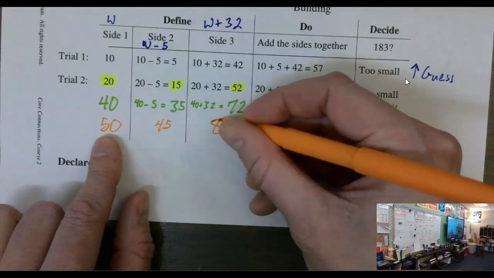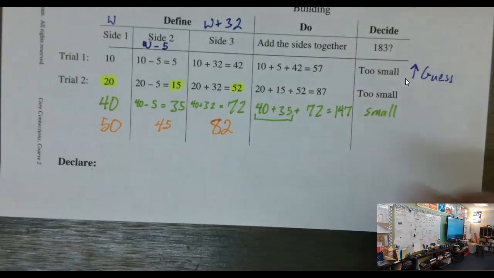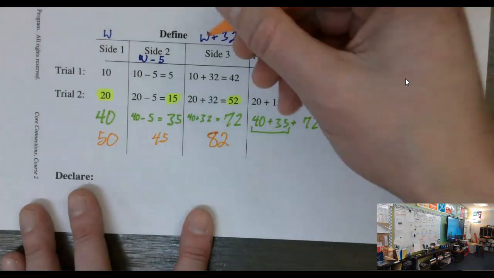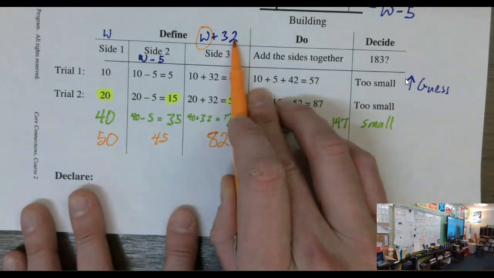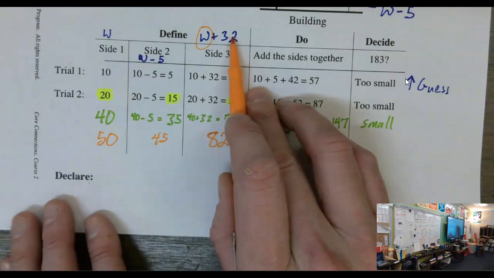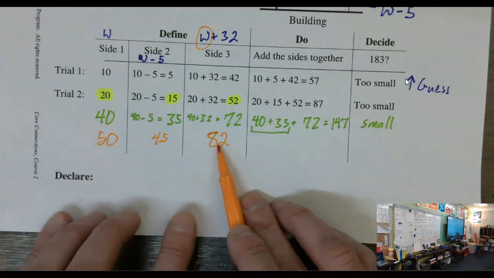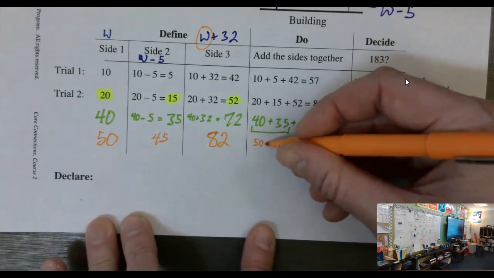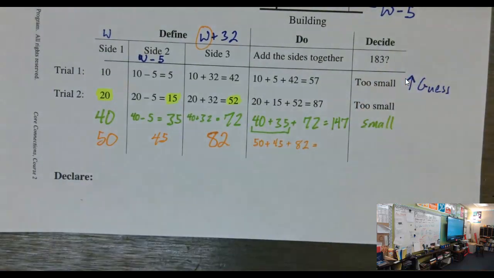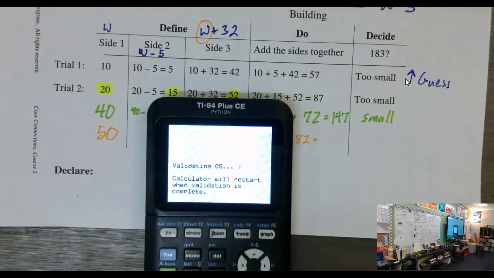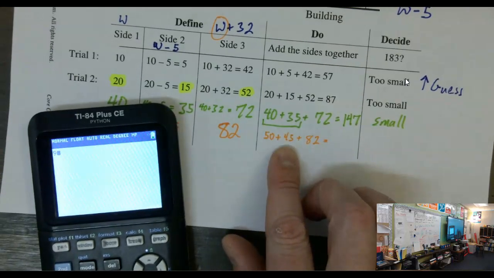95. No. Hey guys, everybody stop for a minute. Side 3 is taking the width we chose, adding 32. So if the width I chose is 50, it's 50 plus 32 makes 82. 50 plus 45 plus 82. Well, I know that's 95. I just like verifying.